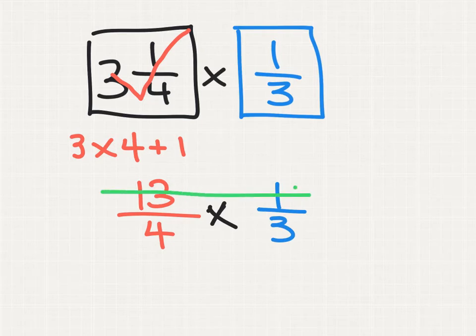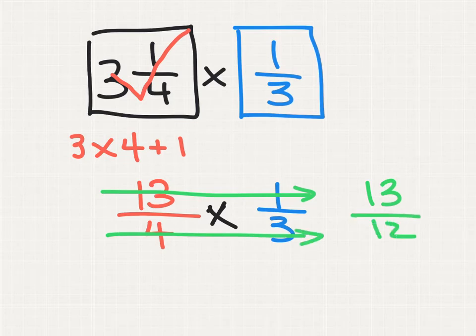13 over 4 is my improper fraction that I will now multiply times 1/3. 13 times 1 is 13. 4 times 3 is 12. 13/12. Now you'll remember, when the numerator is bigger than the denominator, that's an improper fraction. I now need to rename this or convert it back into a mixed number.